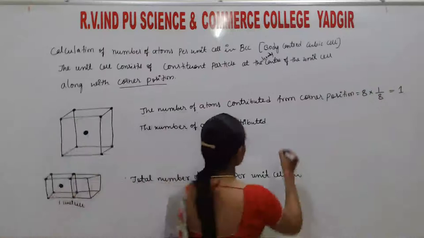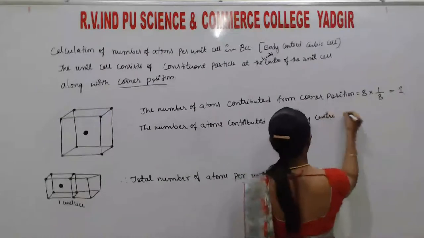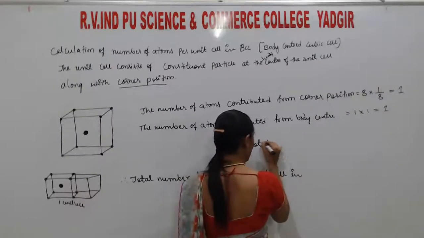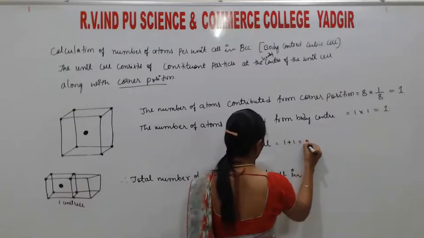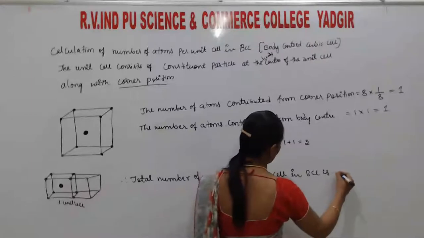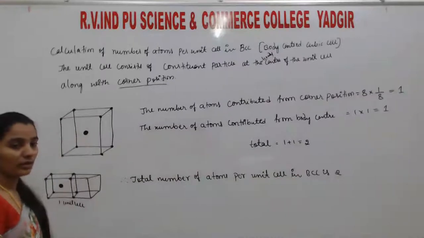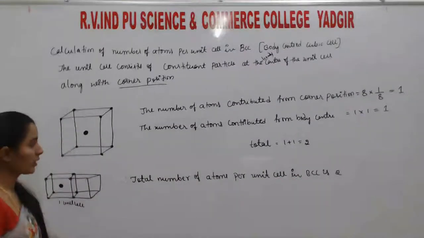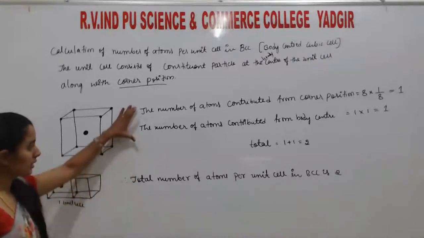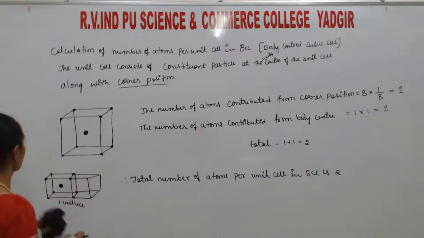Now the number of atoms from body center is equal to 1 into 1, that is, now the total 1 plus 1 is equal to 2. So the total number of atoms per unit cell in BCC is 2. If you write this much, you will get completely 2 marks. So students, they won't ask for the diagram. You just write that much, these sentences, you will get 2 marks. No need to write the diagram. Okay? Next one.